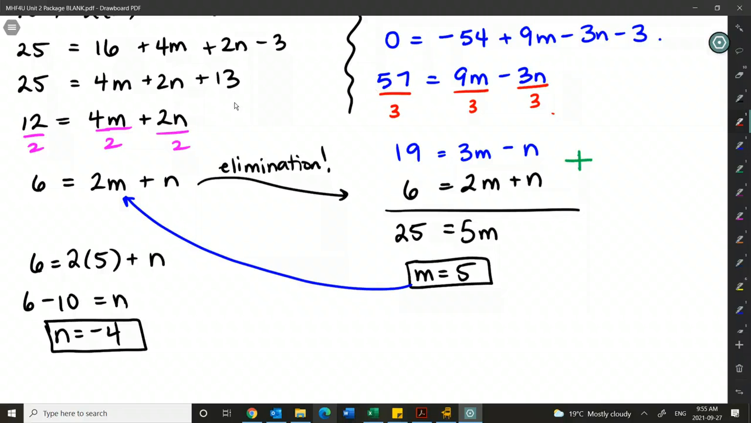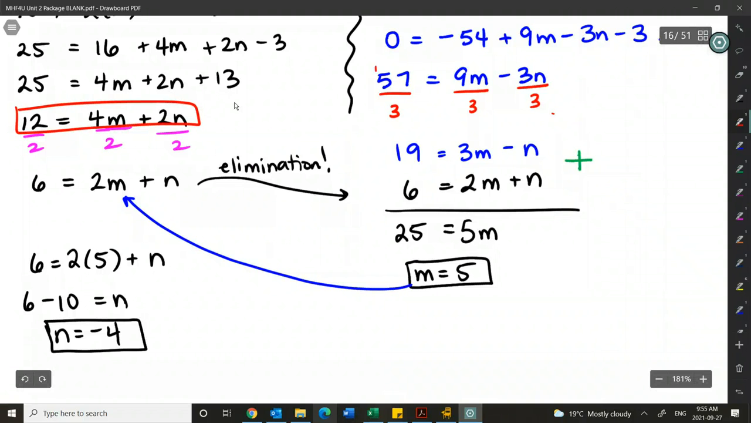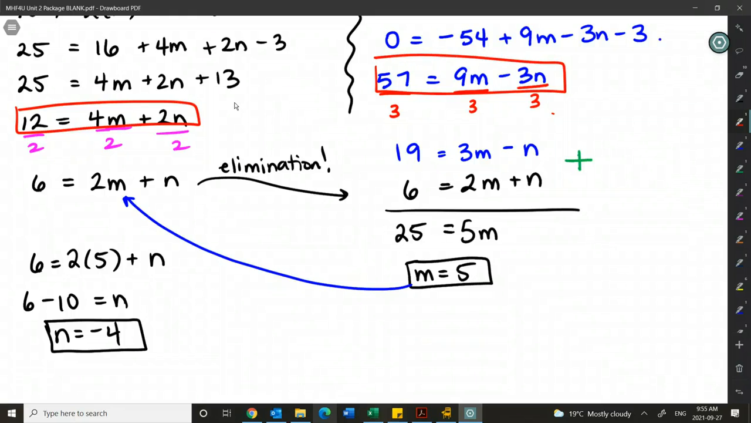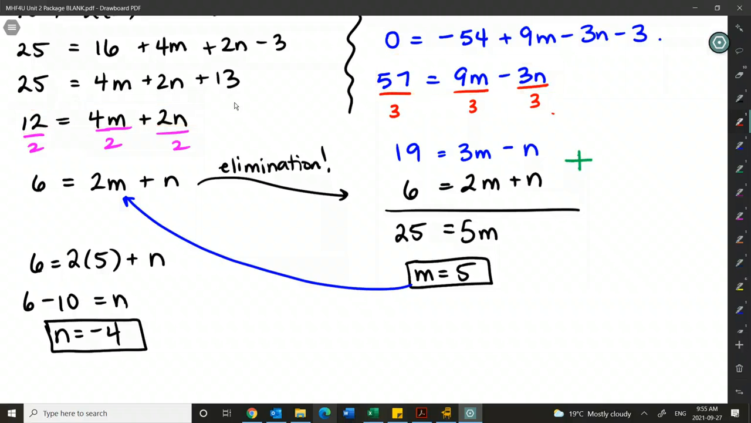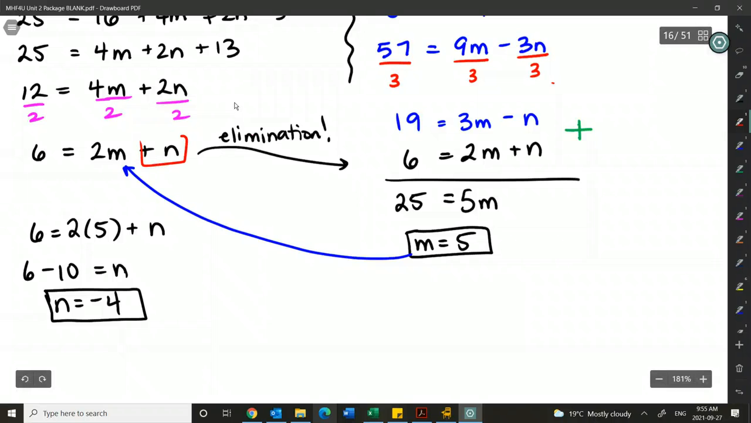Amelia? So for substitution, if you had them still in this format, substitution would not be a good method because it would be very difficult to get a variable by itself. If you were to isolate and you find that, for instance, you have a single n by itself with a coefficient of 1, substitution is a decent method as well.